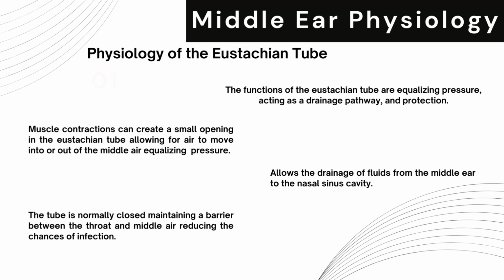The eustachian tube normally stays closed, maintaining a separation between the outer ear and the middle ear, which reduces the chance of infection.